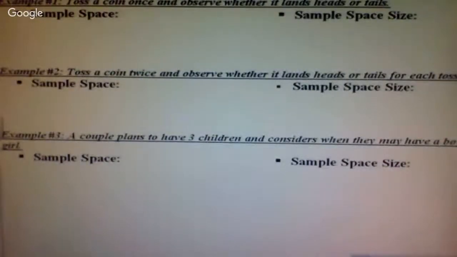Okay, so let's do some of these. I'm tossing a coin once. What are the options that my coin can land on? Heads and tails. That's your sample space. So, what's my sample space size then? 2. Right. I have 2 different things that it can land on. It can land on heads or tails.